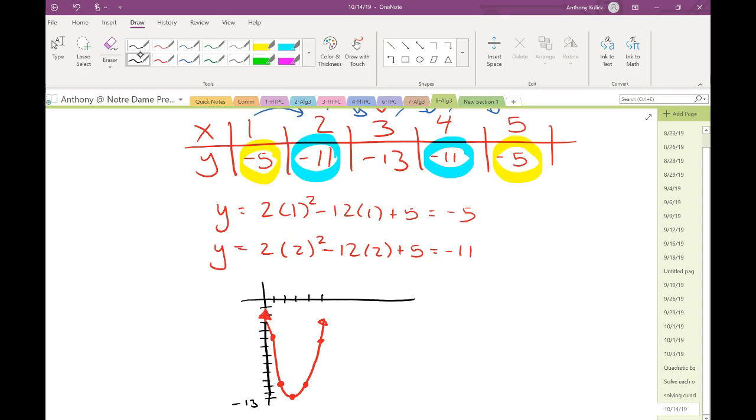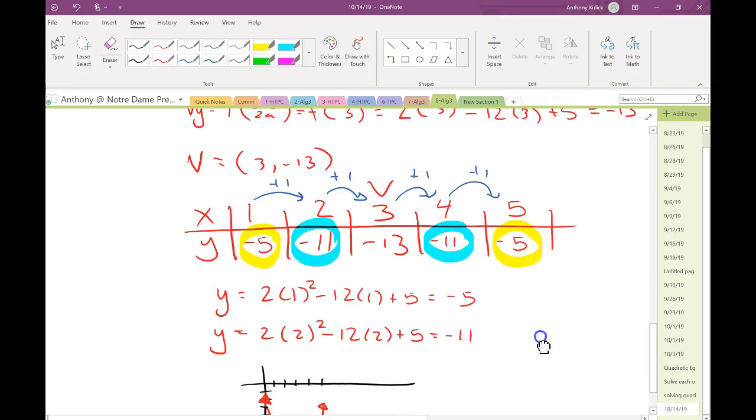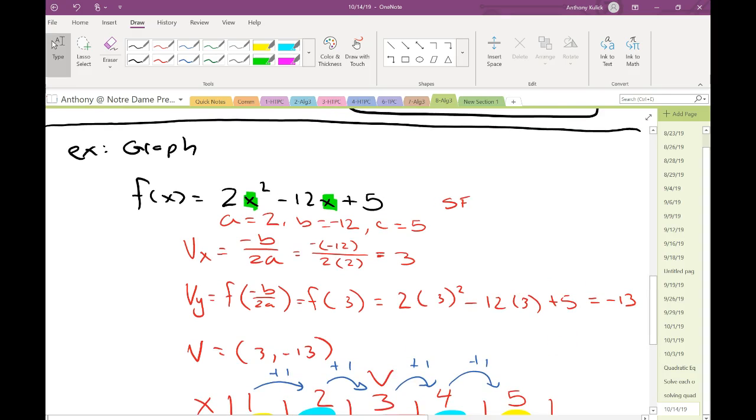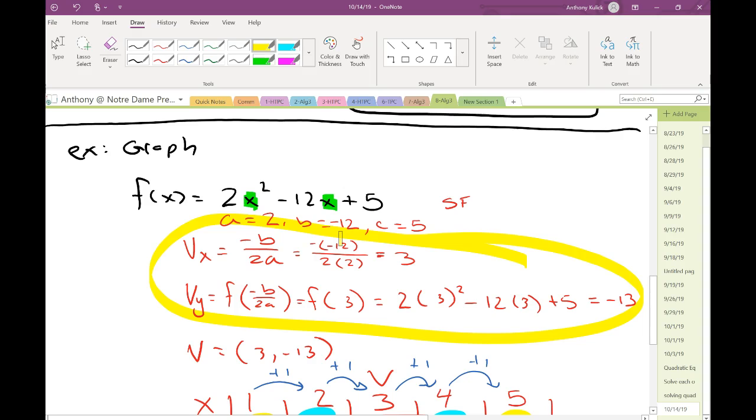What's the only part of this that is going to change depending on the function? It's how you found your vertex, right? Depending on what form it's in, you'd use a different formula to find your vertex. But everything else should stay the same.